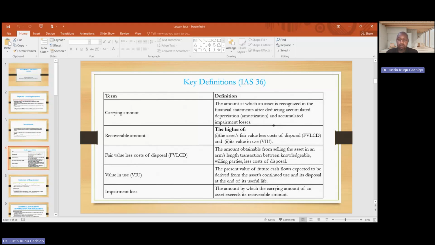Impairment loss is the amount by which the carrying amount of an asset exceeds its recoverable amount. Remember we have said the recoverable amount is the higher of the asset's fair value, which is what the asset can be sold for in the market. If you find a motor vehicle being sold, you can say this motor vehicle is valued at 5 million. Value in use is what the asset will generate, let's say in 5 years, expressed in today's amount.